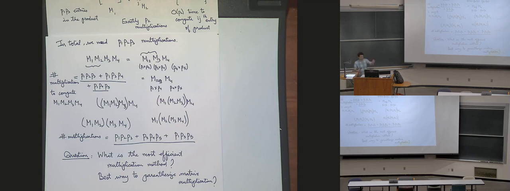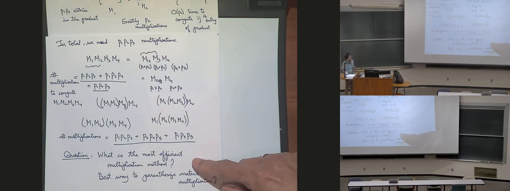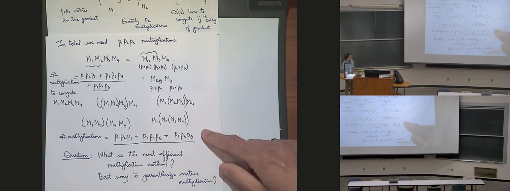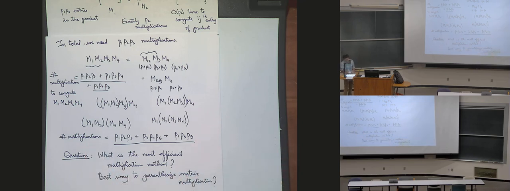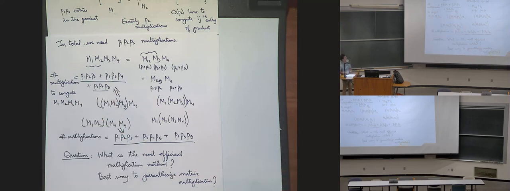Sorry, in that second line, the one right above the question where it says number of multiplications, we're saying that regardless of how you parenthesize, you will always have that number of multiplications? No. This is the number of multiplications for this parenthesization. This is the number of multiplications for this parenthesization. So for every way that you parenthesize, you could write down how many multiplications you need.